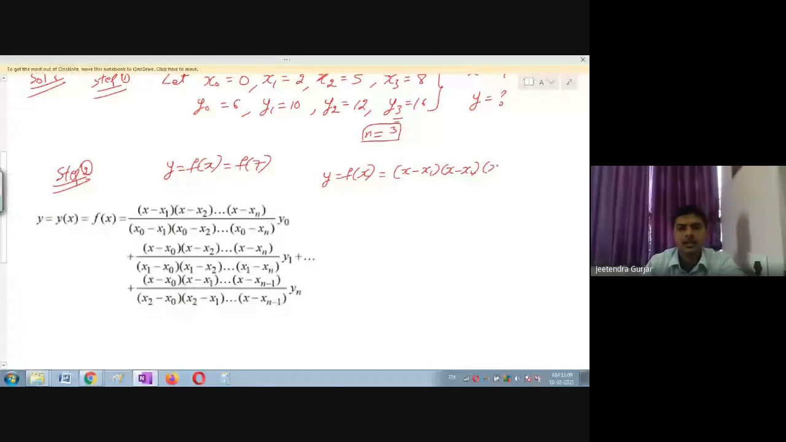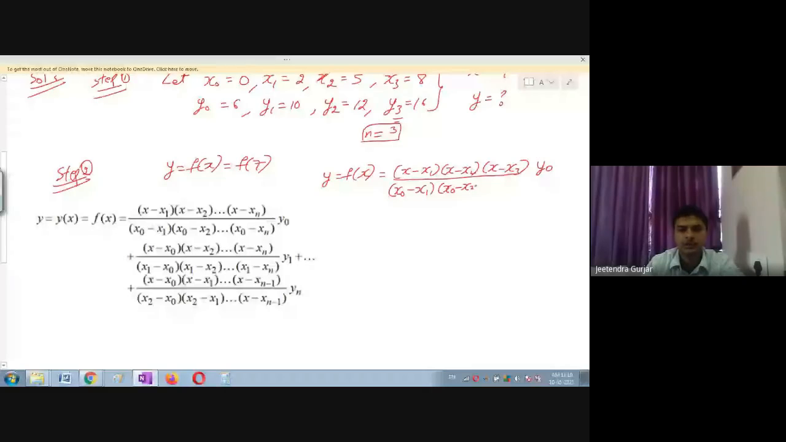Yes, students, n is finished. I cannot go to x minus x4 because n is last. So here in this numerator, I don't have x naught, so here I will write y naught. This is a trick to remember the formula, how I used to remember it. When I have y naught, in the denominator I will always take x naught and subtract with x1, x naught minus x2, x naught minus x3.